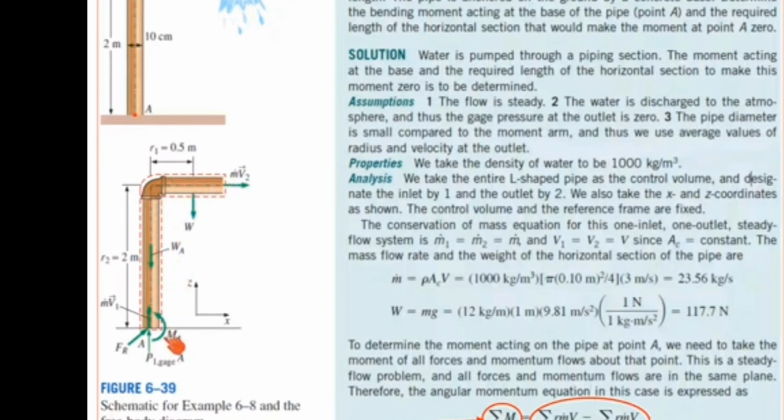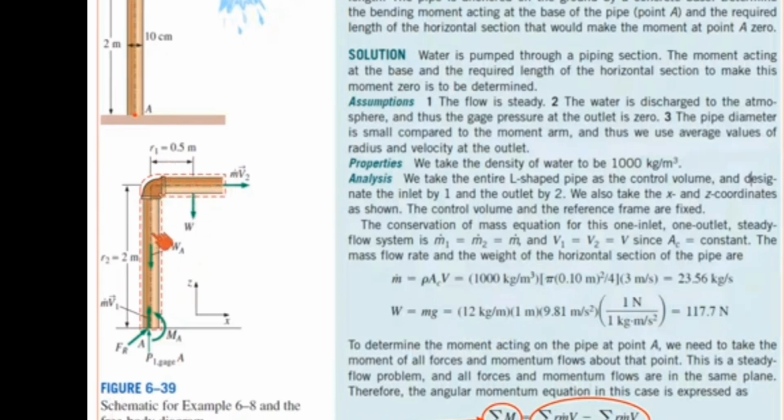Since this pressure is atmospheric, we don't need to consider pressure forces. They all cancel out. Another way of thinking of this is to do everything in terms of gauge pressure, and then the pressure around this entire control volume is zero, except for this pressure P sub 1, but that does not contribute to any kind of moment around point A.